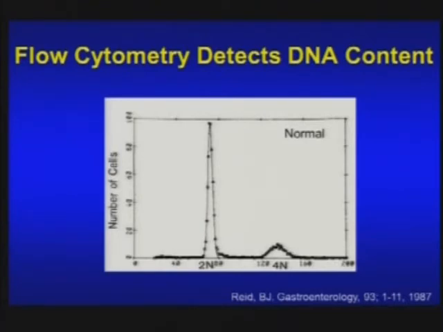So in this flow cytometry tracing, this is from a biopsy of a normal tissue. The y-axis shows the number of cells contained in the tissue, and the x-axis looks at each of those cells and tells you what the DNA content is in each of the cells. So in this normal tissue, you can see there are a lot of cells that have a 2N amount of DNA, and there's a smaller proportion of cells that have a 4N amount of DNA. And this is to be expected in a normal tissue.